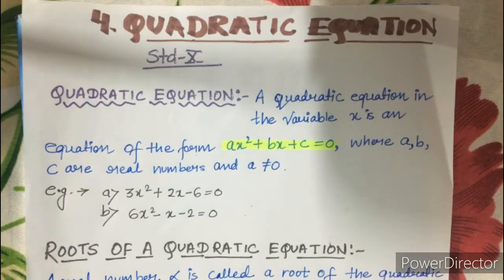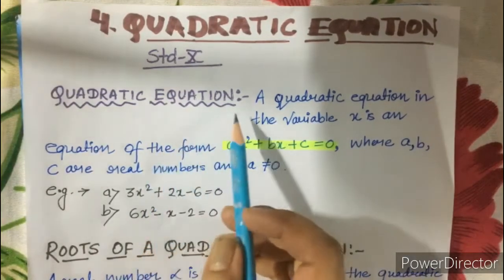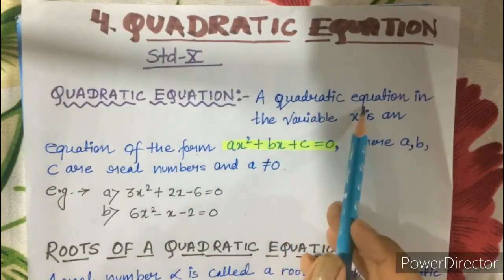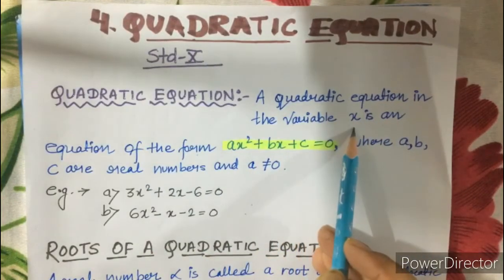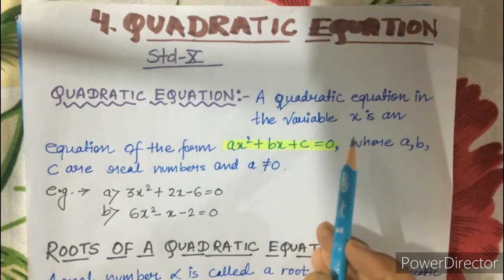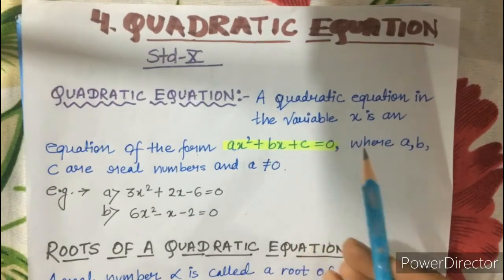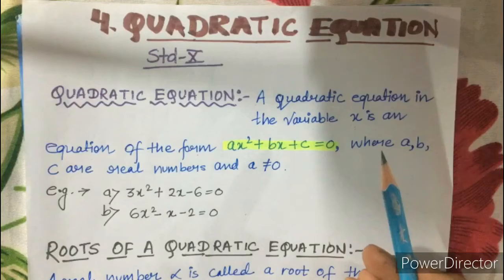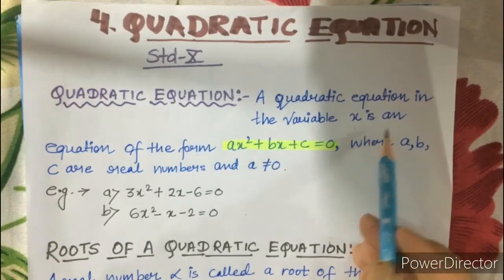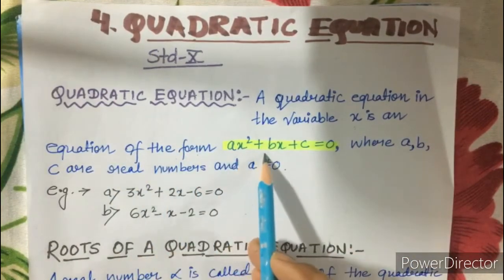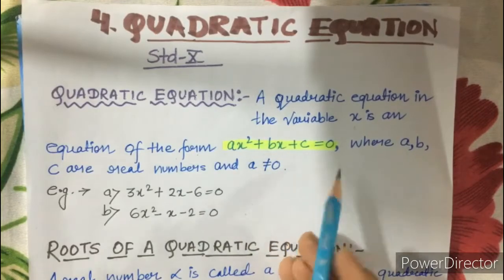Welcome students. Now we are going to start the fourth chapter, which is quadratic equation. In the previous chapter, which is polynomial, you have already studied what is the form of quadratic equation. So let us begin with the definition. A quadratic equation in the variable x. Now we are talking about the variable x. It can be y, it can be z. You can take any alphabet. Okay, is an equation of the form ax square plus bx plus c is equal to 0.